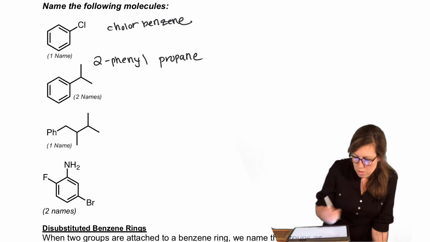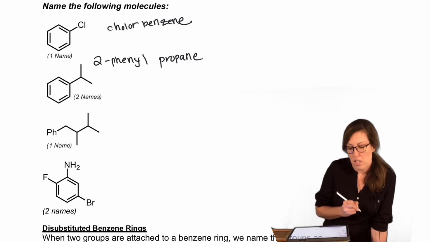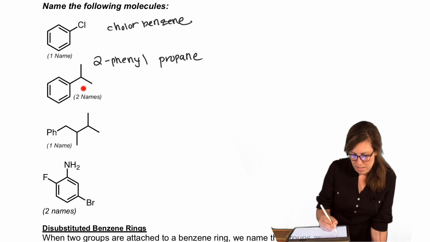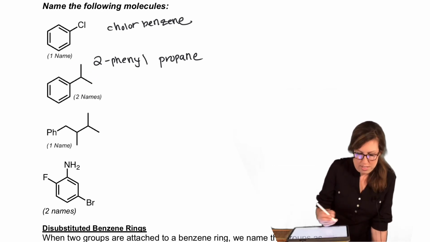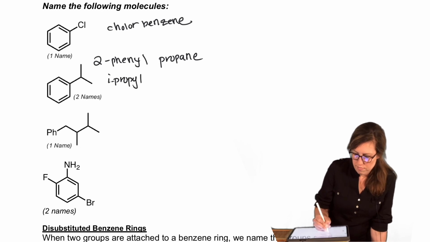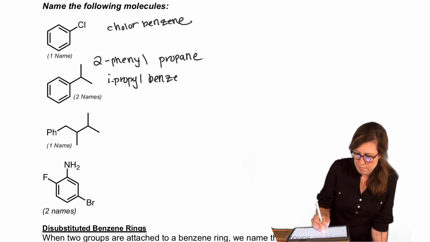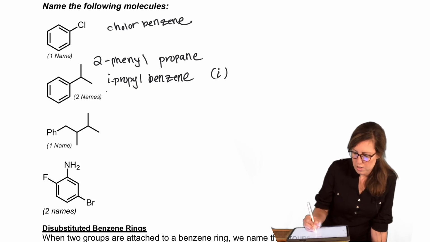2-phenylpropane. But we know a common name for this, and we call that isopropyl. So we could also call it iso, which could have a little i, or propyl benzene. Or you could just write out the iso. So i is an abbreviation for iso.